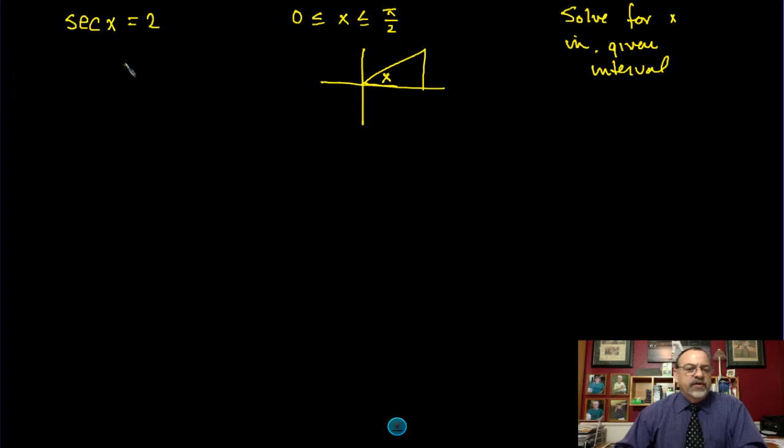The secant value, you remember, is the reciprocal of the cosine. Cosine is adjacent over hypotenuse, so this would be hypotenuse over adjacent, so this is 2 over 1, so I should recognize these two values as a 30, 60, 90, so this angle here is a 60 degree because this is over here.